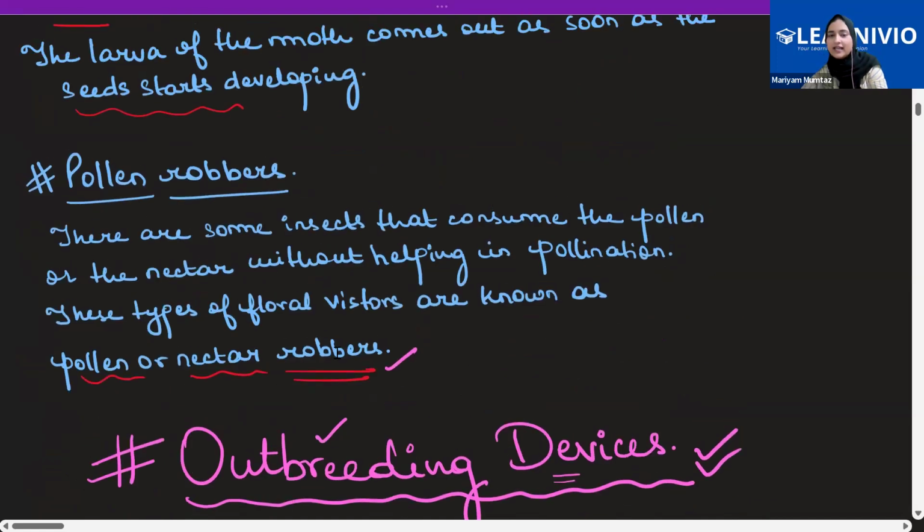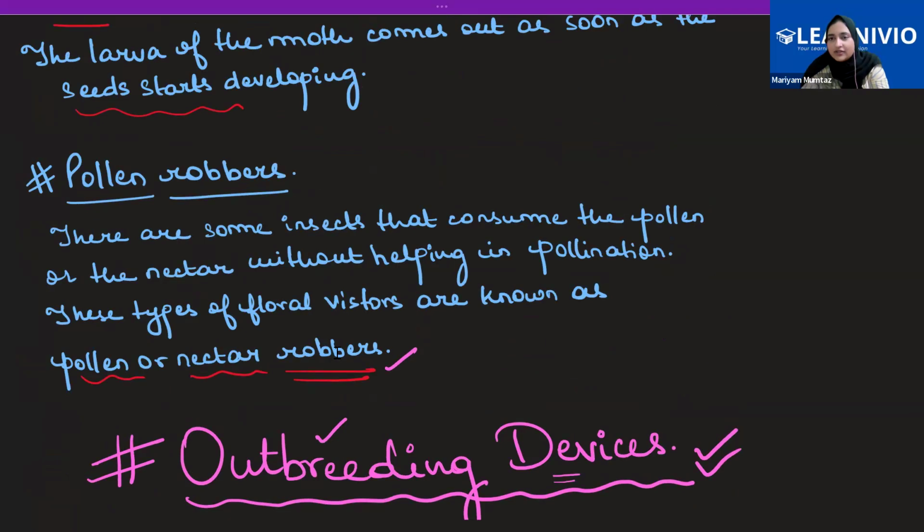Now, there are some organisms that take the pollen reward and do not help in pollination. We call them pollen robbers. They do robbery, because they're not doing anything for the plant, but they're stealing everything. We call them pollen robbers. Any doubts up until now, students?